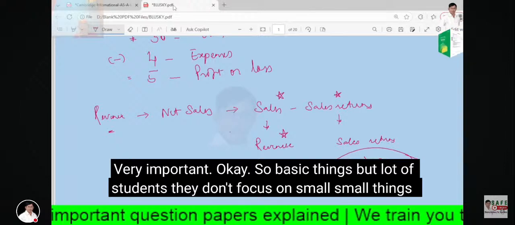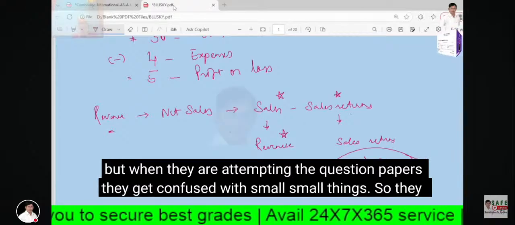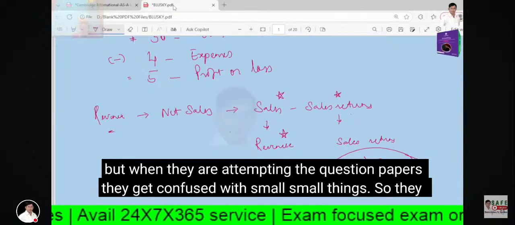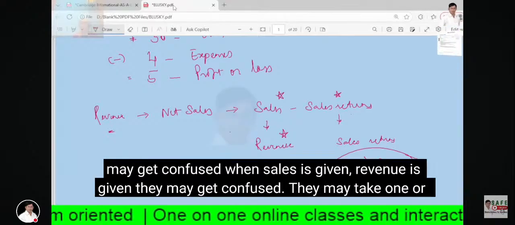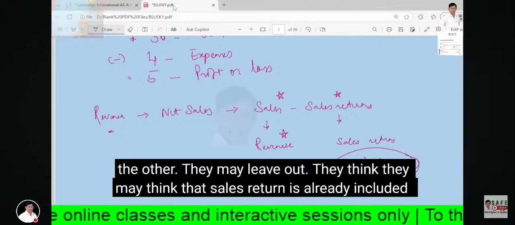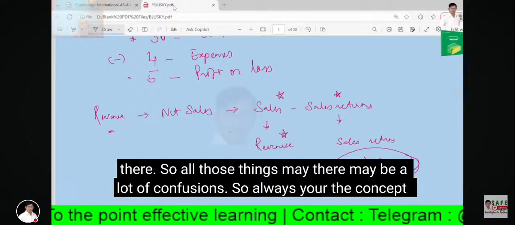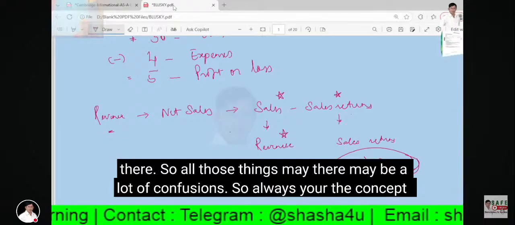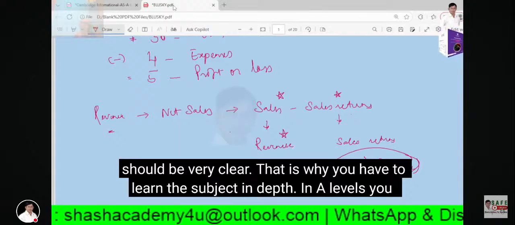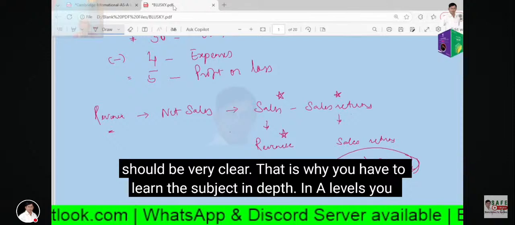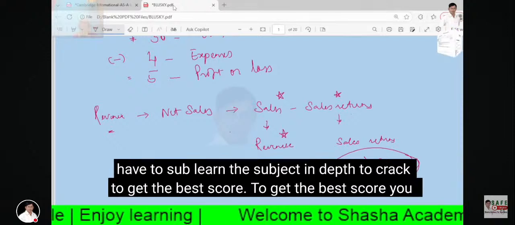These are basic things, but a lot of students don't focus on small things, and when attempting question papers they get confused. When sales is given or revenue is given, they may take one or the other, or leave one out. They may think sales returns are already included. So the concept should always be very clear. That is why you have to learn the subject in depth in A levels to get the best score.